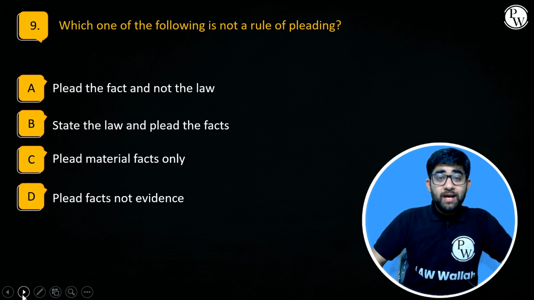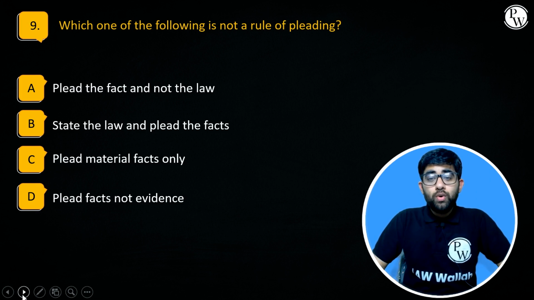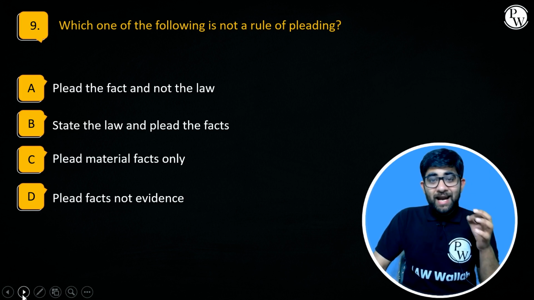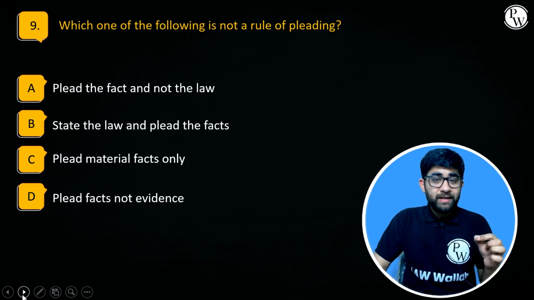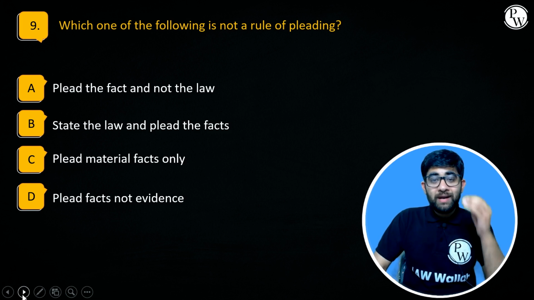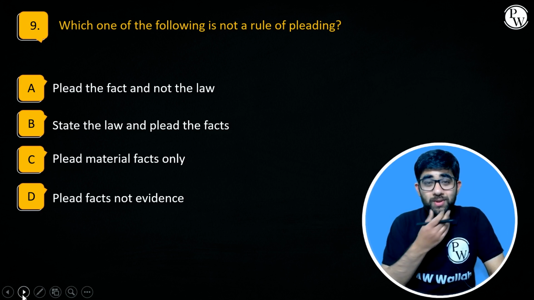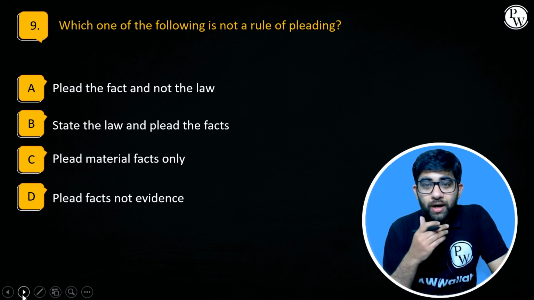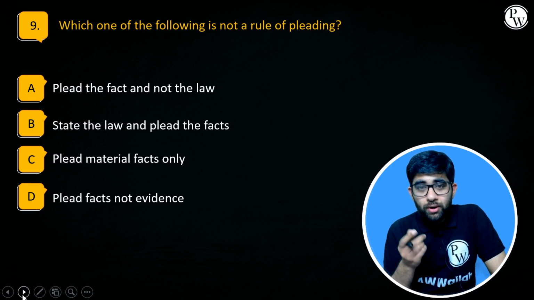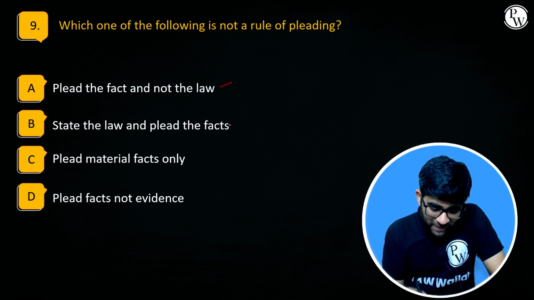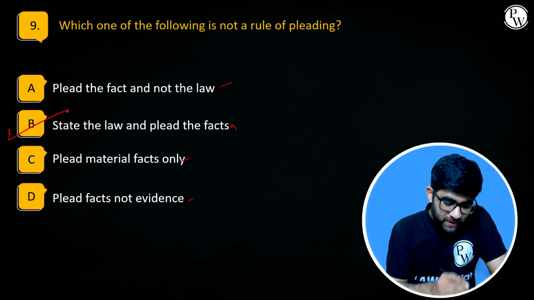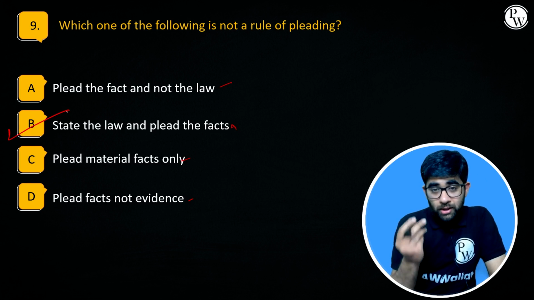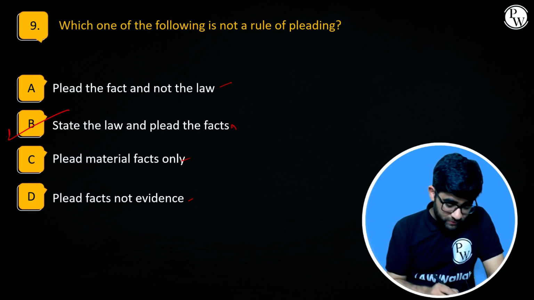Next, ninth, which one of the following is not a rule of pleading? Plead the fact and not the law, state the law and plead the facts, plead material facts only, plead facts, not evidence. So when I was reading, I got into a tune, but no issues. Which one of the following is not a rule of pleading? Plead the fact and not the law. This is the rule. State the law and plead the fact. This is not the rule. Plead material facts, plead facts. This is correct. So the answer to this is B, that we do not have to state the law, but to plead only the material facts.